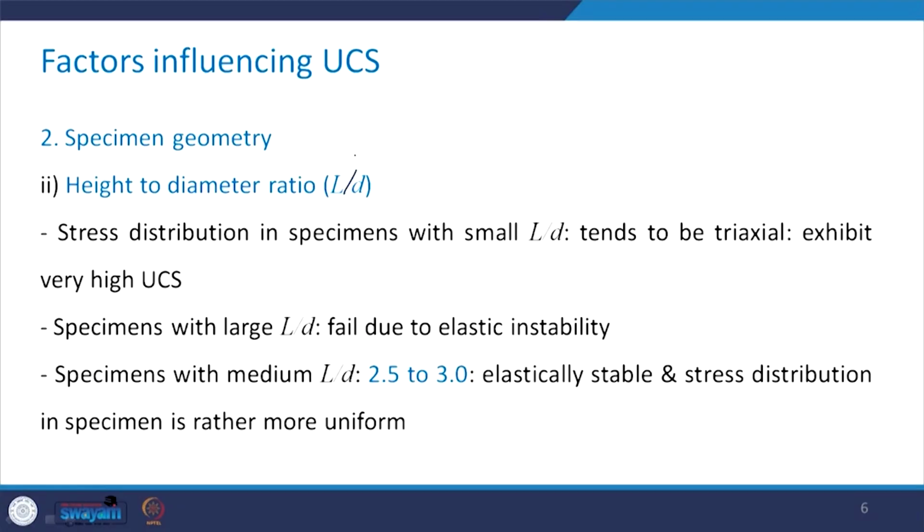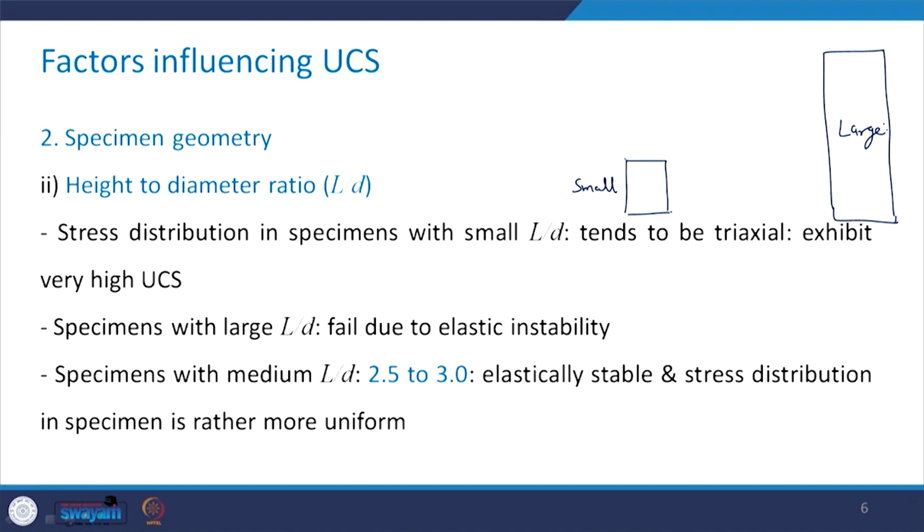The next one is the L by D ratio. Let us consider the stress distribution when you have a small L by D ratio. Let me try to draw it. Let us say you have this as one specimen, and somewhere here you have another specimen. So, here this L by D is small, and this is your large L by D. I will come to the in-between case a little later.